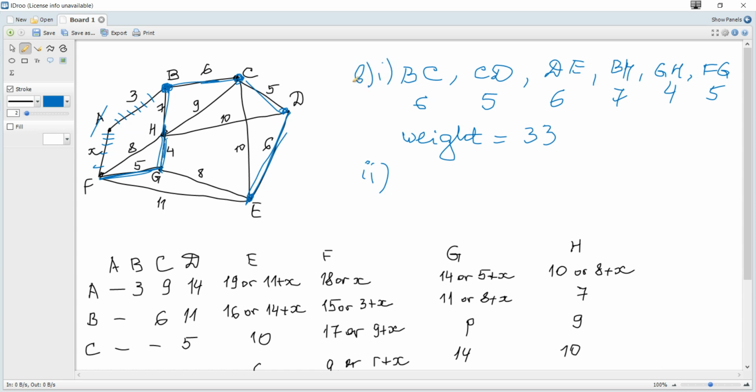Hence, for the case where x is less than 9, find a lower bound for Daniel's travel time in terms of x, 2 marks. The lower bound is the weight of the minimum spanning tree plus the 2 edges from the deleted vertex. With x less than 9, there are only 2 edges from A, so definitely it's plus 3 plus x, and it becomes 36 plus x in terms of x.